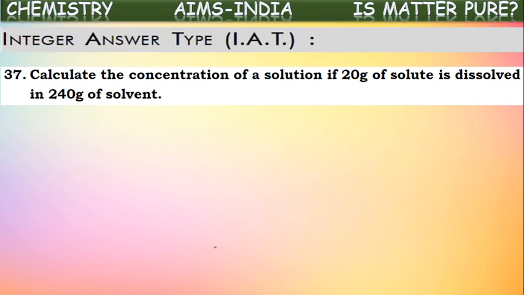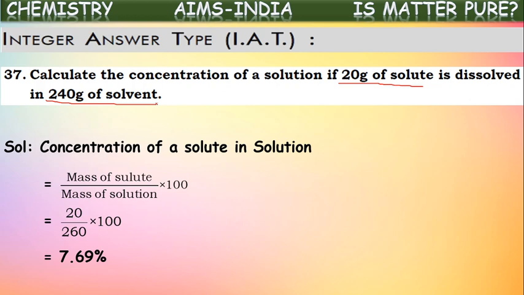Now they're asking to calculate the concentration, given mass of solute and mass of solvent. Both are given. Asking to calculate concentration. What is the formula to calculate concentration in terms of mass of solute and solvent? Let us try to solve it. So concentration of a solution is equal to mass of solute by mass of solution into 100. Here mass of solute is 20, directly it is given.